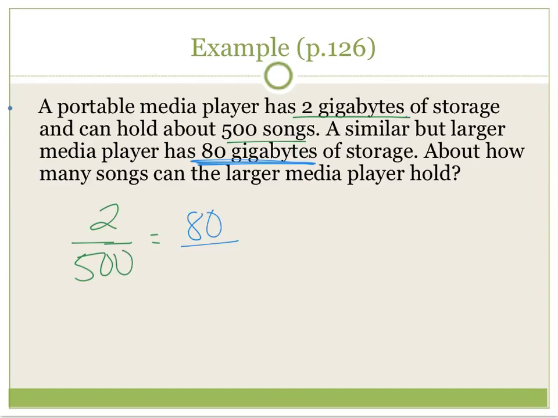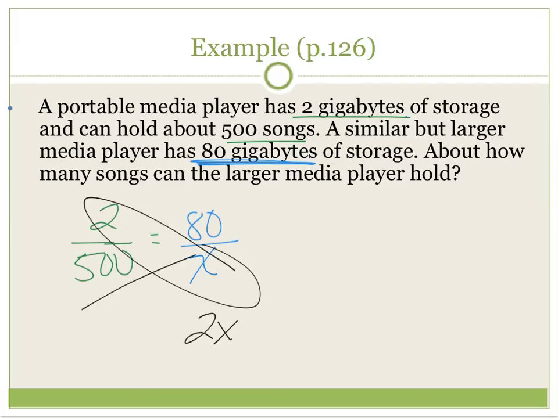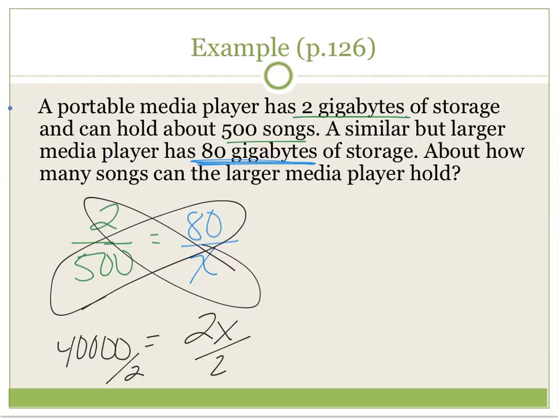But a media player is 80 gigabytes. How many songs? So now remember, our 500 was our songs here, and that went in the denominator. So how many songs, the unknown, is going to go in the denominator on the right. And then, of course, we use cross products. Divide by 2. You get 20,000 songs.